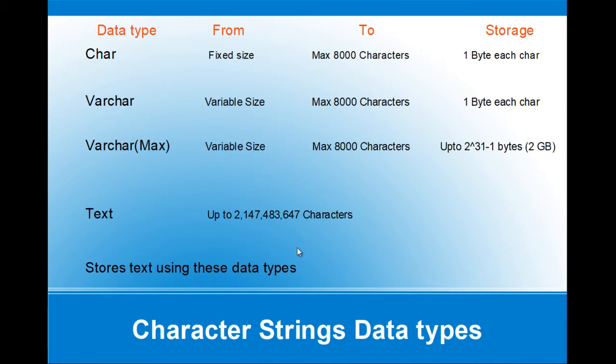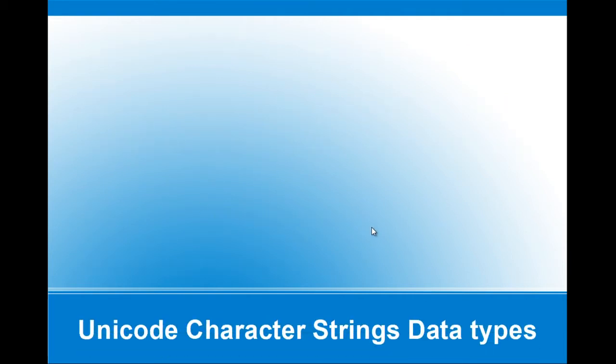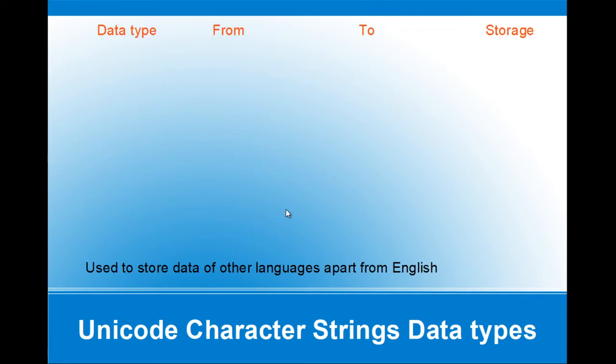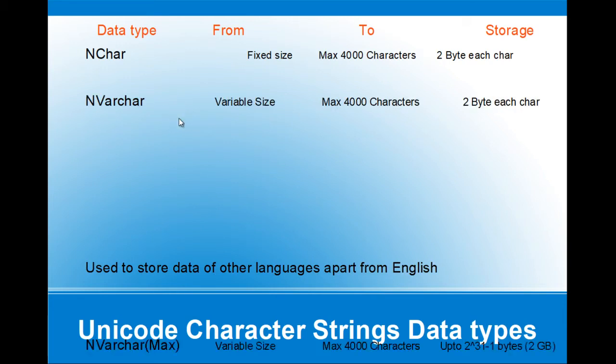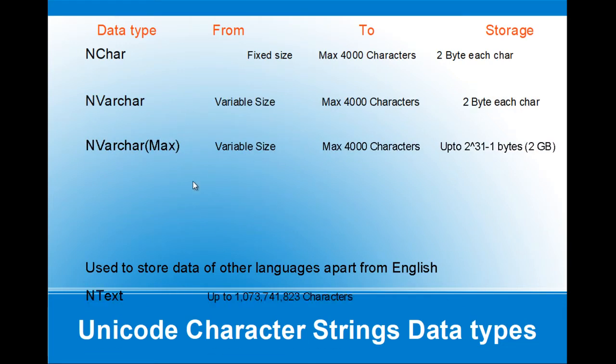The next one is text character. This takes up to this many characters. And the next one is the Unicode characters. So what are Unicode characters? This is used to store the data in other languages like Japanese, Swedish, German, and Chinese. If you are using other languages, we have to use this particular data type, which is NCHAR, Nvarchar, and Nvarchar max, and then ntext.